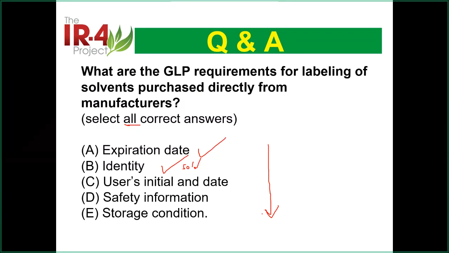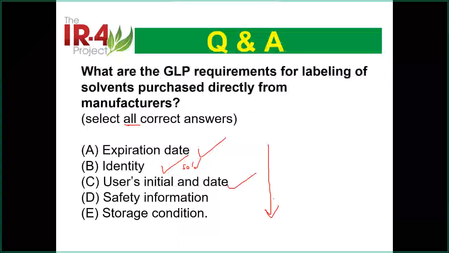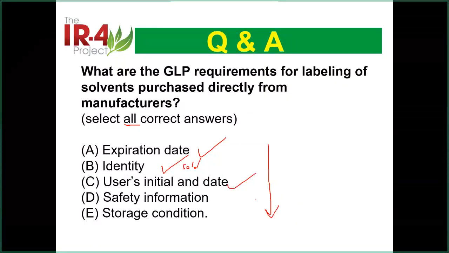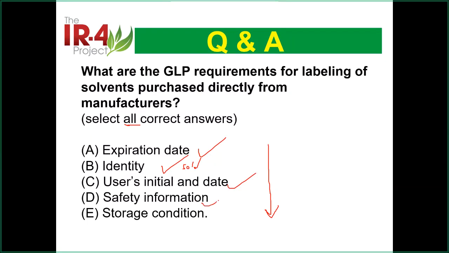Okay, so we have username, date, that you see. We have safety. We have to put a box there. We check the box, this is flammable or something else, and we have the storage condition. So in my lab, I use everything, but that's not a GOP requirement for everything. So let's read what's GOP required.